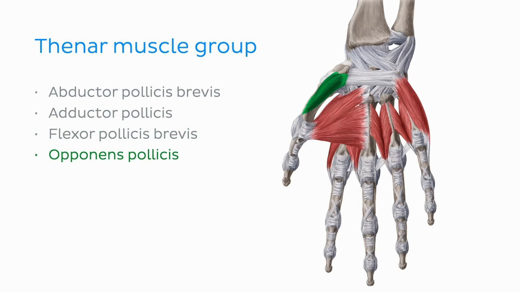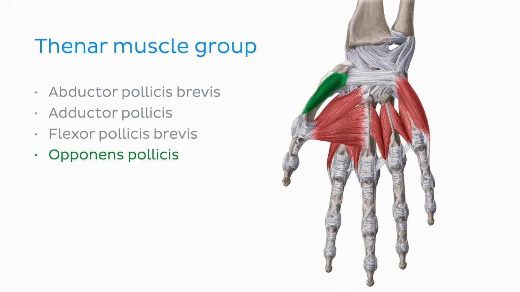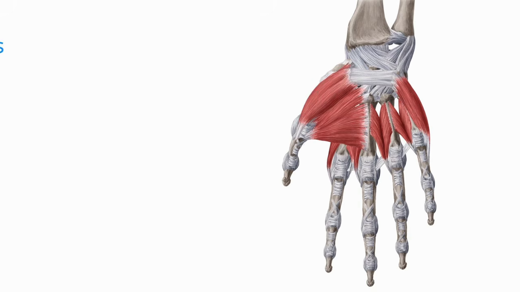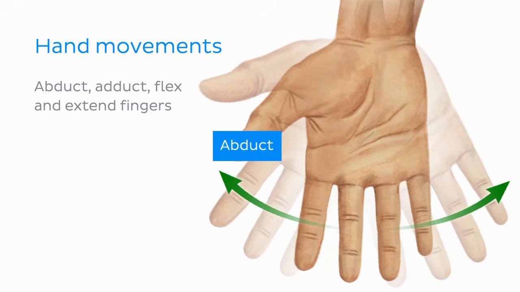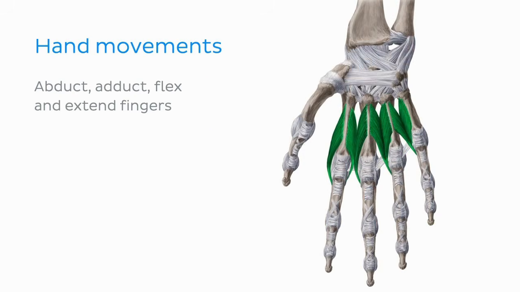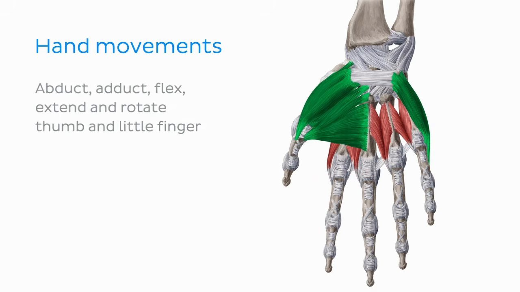Do you recognize the Latin word pollicis? That's right, all these muscles act on the thumb. The intrinsic muscles of the hand work together to create fine motor movements. The lumbricals and interossei work together to abduct, adduct, flex, and extend the fingers, while the thenar and hypothenar muscles abduct, adduct, flex, extend, and rotate the thumb and the little finger.